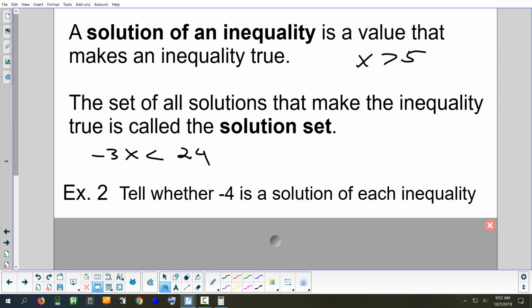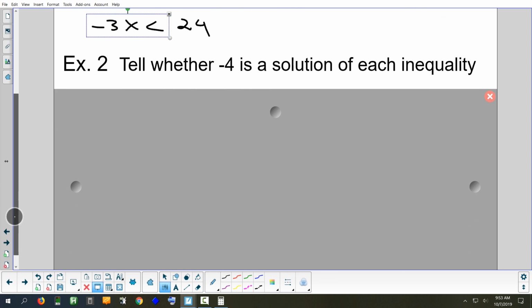The tricky part here is that negative. This negative causes something to happen when you solve it. We're not going to do that today, but we'll get to it later in the week. Other than this negative, pretty much everything you do with inequalities is exactly what you already learned with equations. Other than this one thing right here, that's different.